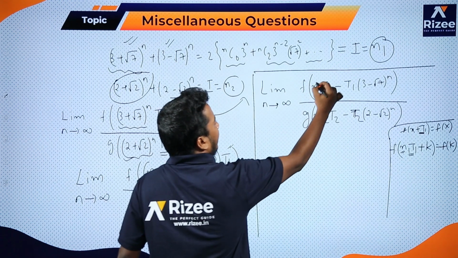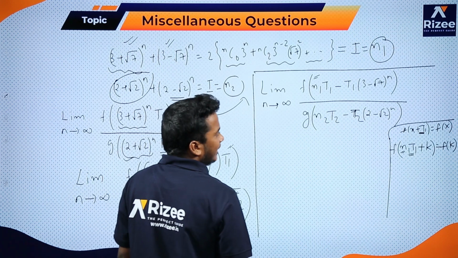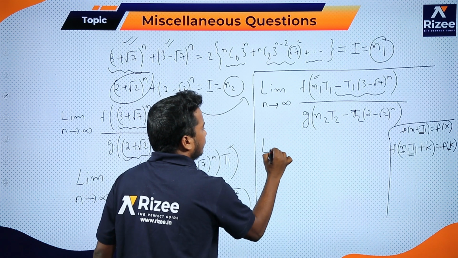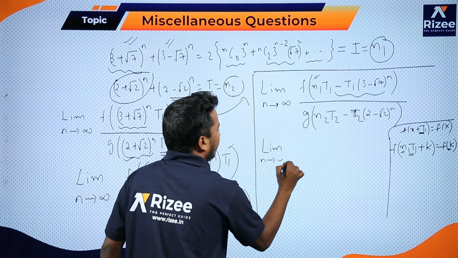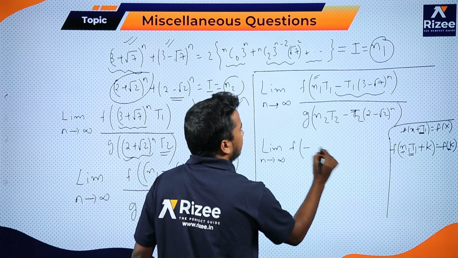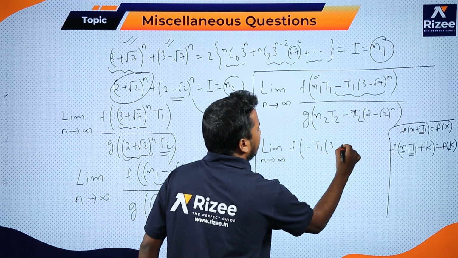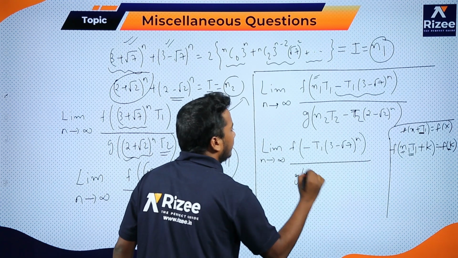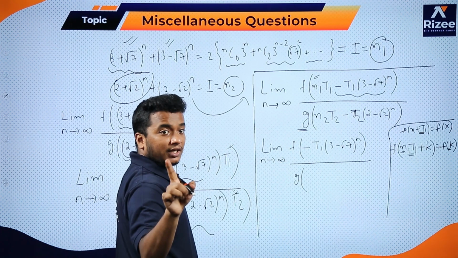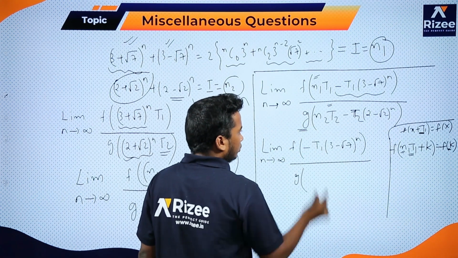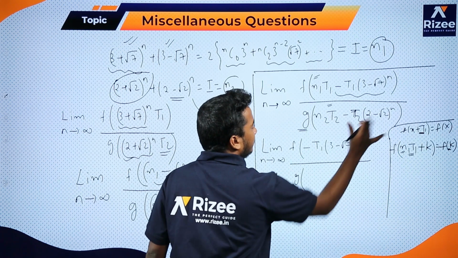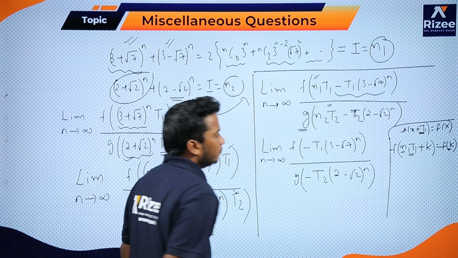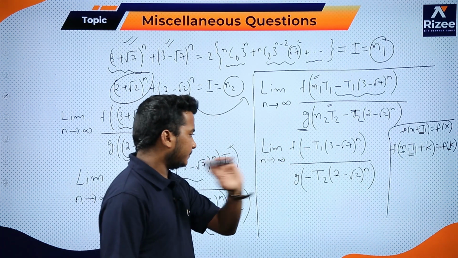So f of n1 T1 plus something can be written as f of something. So something is this part. So this will become limit n tending to infinity, f of minus t1 into (3 minus root 7) whole power n, divided by g of... similarly function g is also periodic whose period is t2. So g of n2 t2 plus something will be something. This will be minus t2 into (2 minus root 2) whole power n. So this is f of something by g of something.